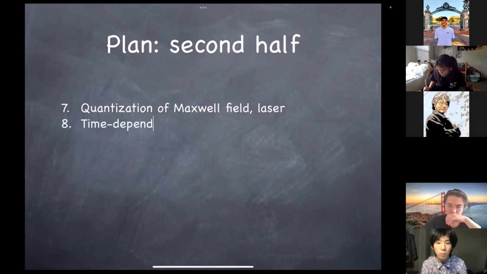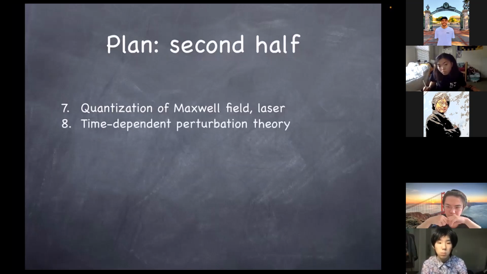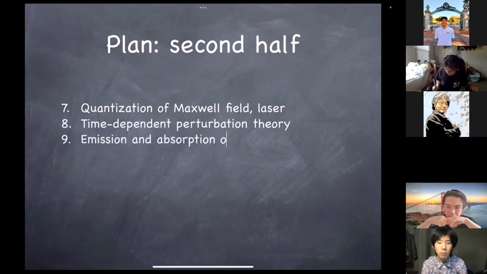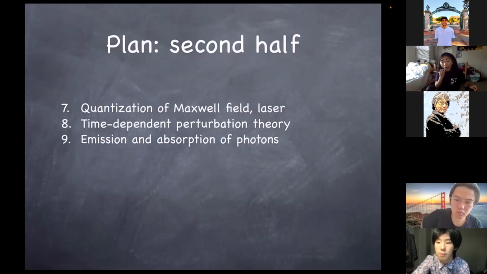And that's what you get to see when you get to week 7. And from this point on, we'd like to use quantum field theory for practical calculations using time-dependent perturbation theory, which I believe we have seen in 137B. And by combining this quantized Maxwell field with time-dependent perturbation theory, finally, you get to study how the emission and absorption of photons work from, for example, the hydrogen atom.